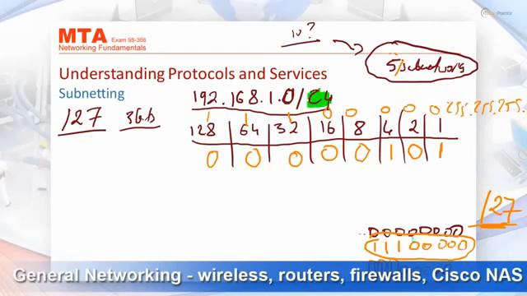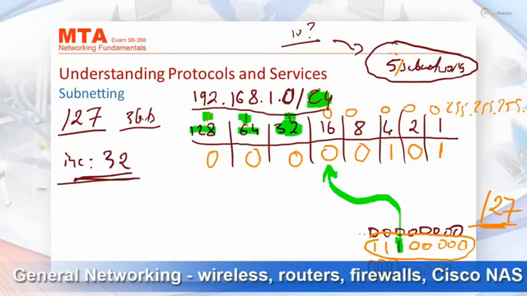The increment is the last digit in your subnet mask. Then you go back to this table and you check it. So it is 1, 2, 3. That is your increment. 3 bits, right? 1, 2, 3. Our increment is 32. That is your increment.